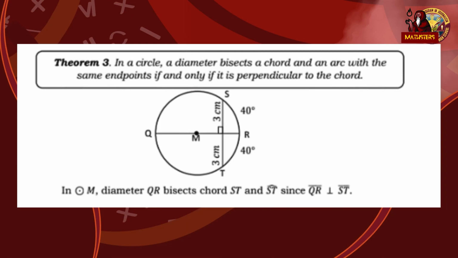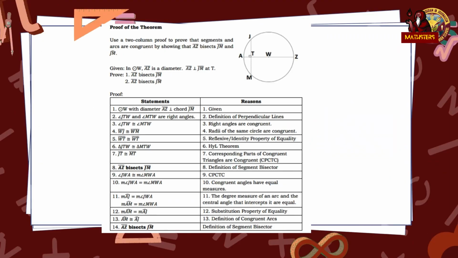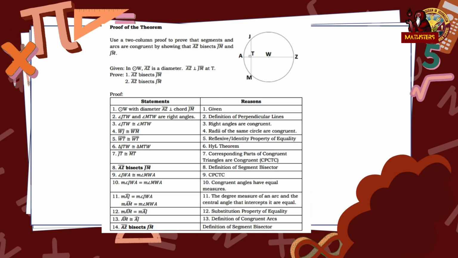To prove the segments and arcs are congruent, here is a two-column guide to show that diameter AC bisects chord JM and arc JM.